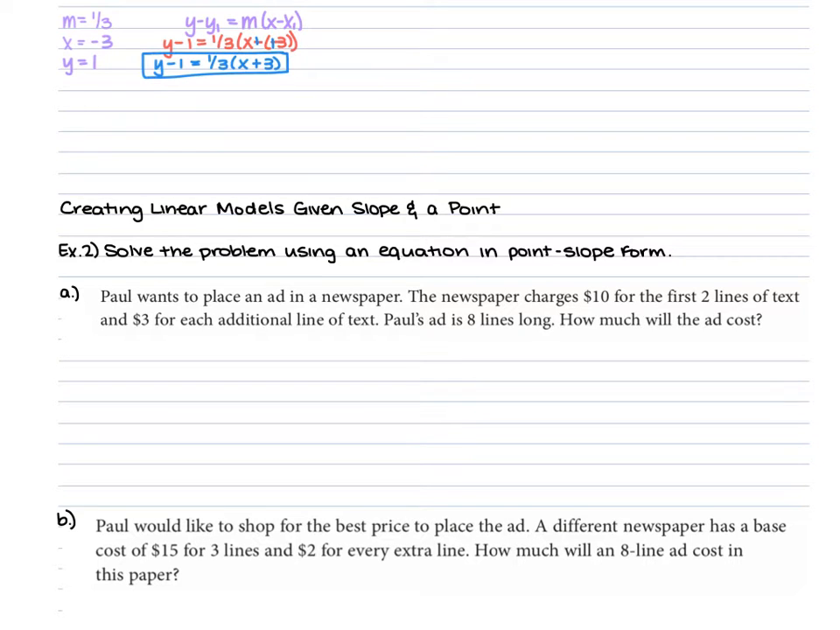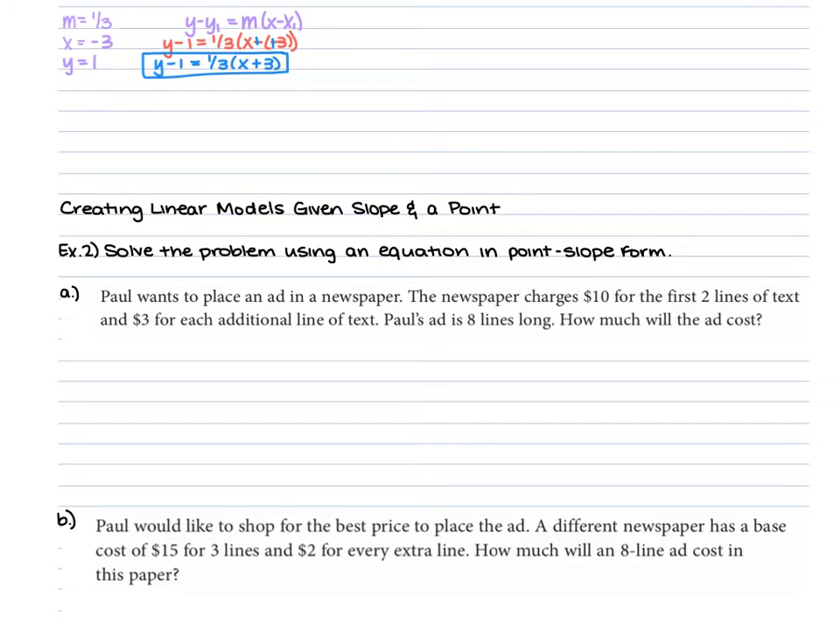So we are going to set up an equation in order to figure out what we're going to have after 8 lines for this cost here. So go from the beginning. Newspaper charges $10 for the first 2 lines. So that $10 would technically be our y-intercept, but we're not using that here because we're using point slope form. From there, it tells us that $3 for each additional line. We can also use that as our slope there.